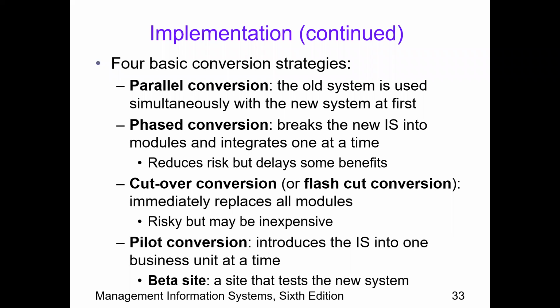The second one is what we call phase conversion. This is where you break the new information system into modules and integrate one after another. What do we mean by this? This is where you migrate the accounts payable, later you migrate the accounts receivable, later you migrate the credit, later you migrate the Western Union. So you do it in phases.